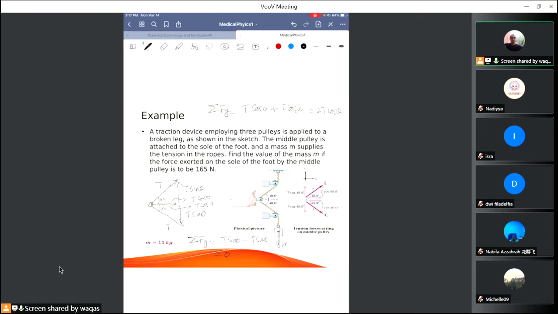Anyone tell us? Who can tell me how to find the mass? Do you guys know how to find? We read before F equal to mg. Do you know how to find?